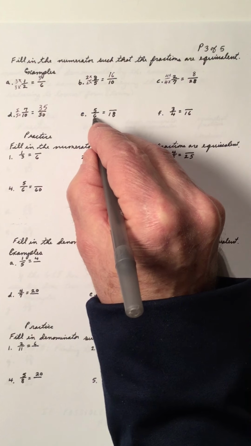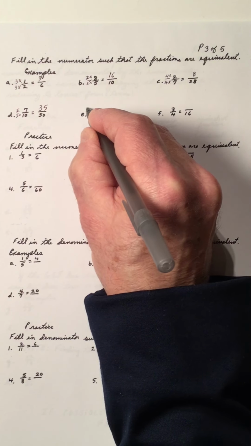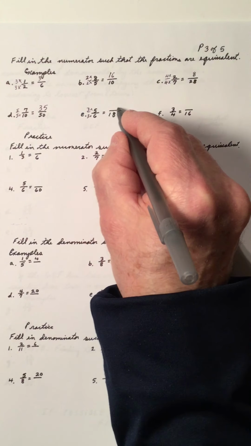And 6 times what number gives you 18? You say 3. So you multiply the top by 3. So 3 5s are 15.